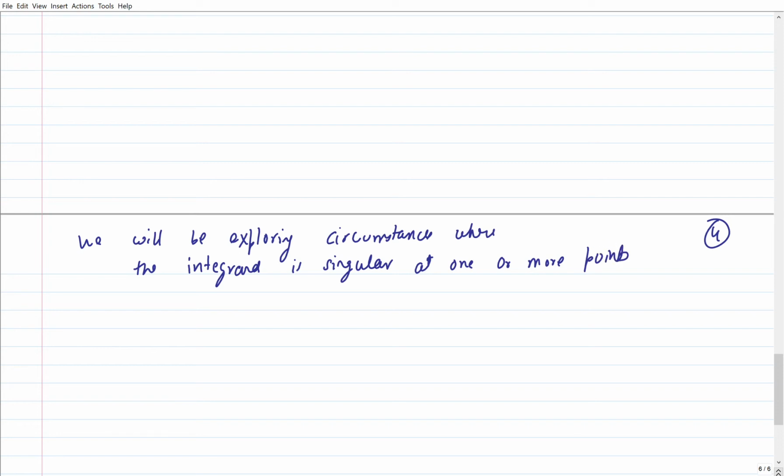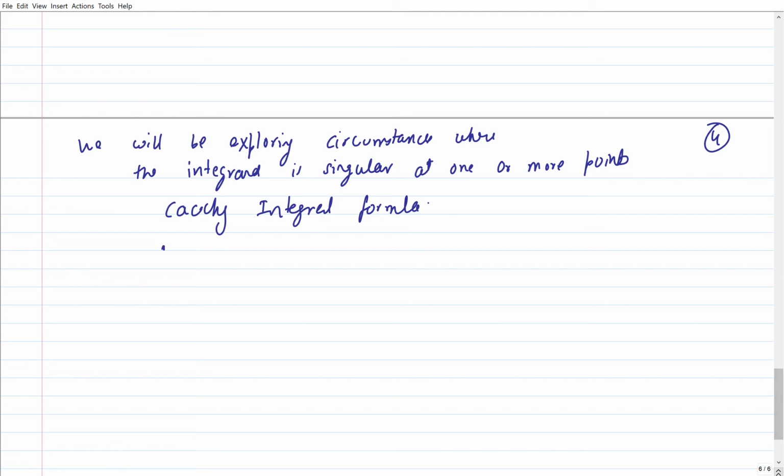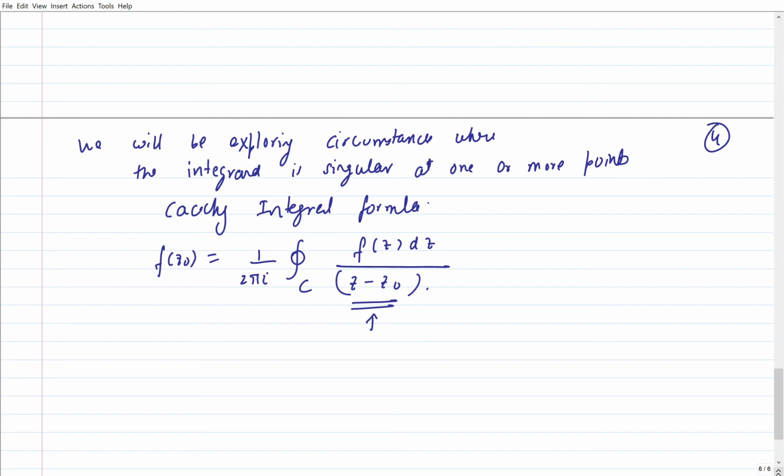So for example, there is this famous Cauchy integral formula which says f0 is 1 over 2 pi iota closed loop c fz dz divided by z minus z0. So this is an example of singularity. This function may blow up at z equals to 0.